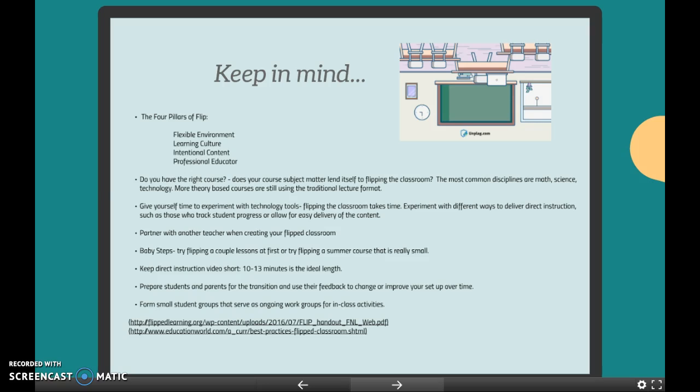Keep your direct instruction videos short. 10 to 13 minutes is the ideal length. Prepare students and their parents for the transition and use their feedback to change or improve your setup over time. And lastly, form small student groups that serve as ongoing work groups for in-class activities.